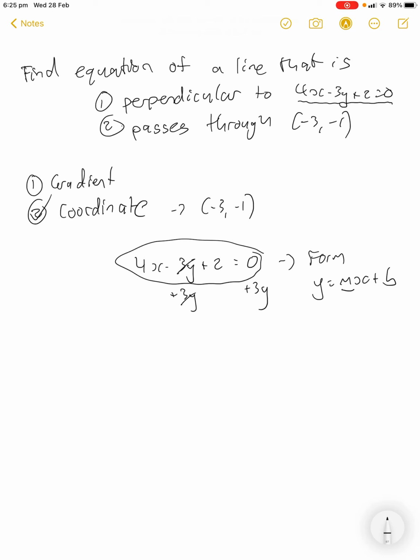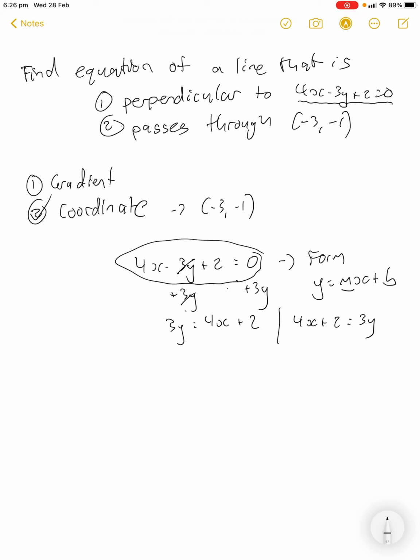These will cancel. So I'm going to end up with 3y is equal to 4x plus 2. Now you may notice that I've swapped the sides that I have my 3y on. That is okay. When two things are equal to each other, it means they're both the same. So that is the same as 4x plus 2 equals 3y. I'm just going to write it with my 3y on the left just because it looks a little bit neater. It's generally how I prefer to do things.